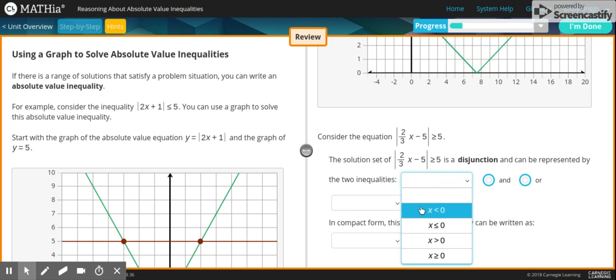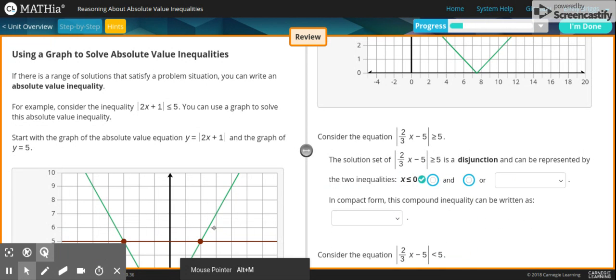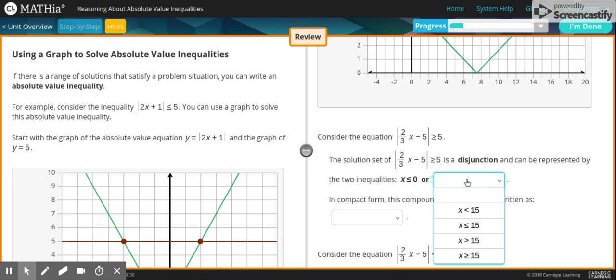x is less than 0, x is less than or equal to 0, x is greater than 0, x is greater than or equal to 0. The correct answer is x is less than or equal to 0. And then because we know it's a disjunction, that means that we use the word or, not and. And is when it is a conjunction.